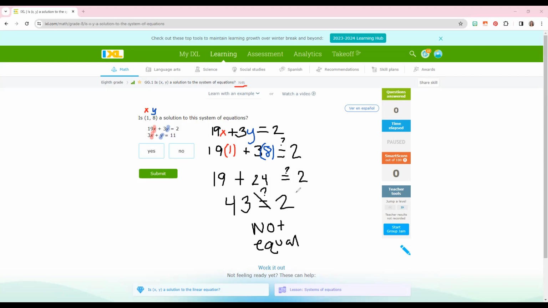Now, I'm going to show you that on a graph for just this first one, so that way you can make that connection and you can really see how if you were to graph it, the point (1, 8) is not on our line.